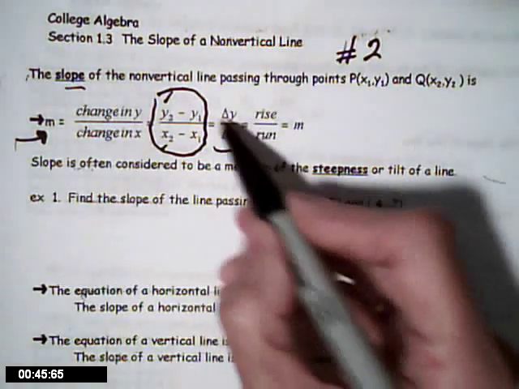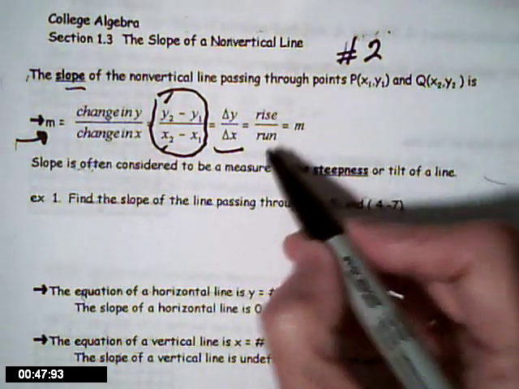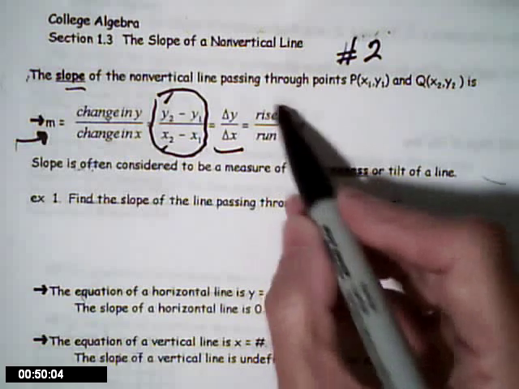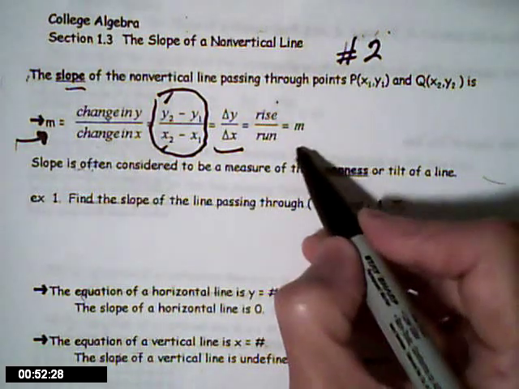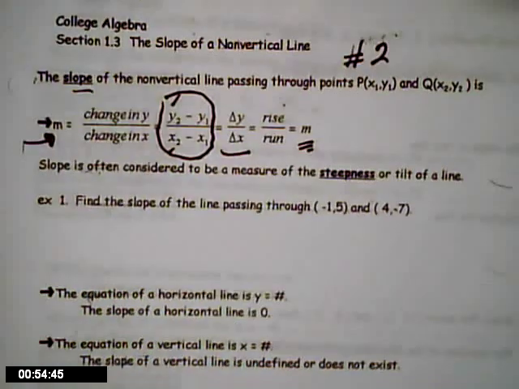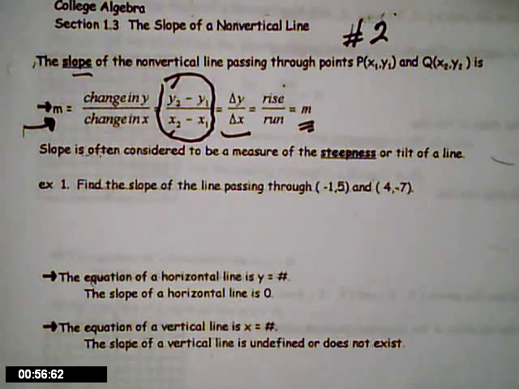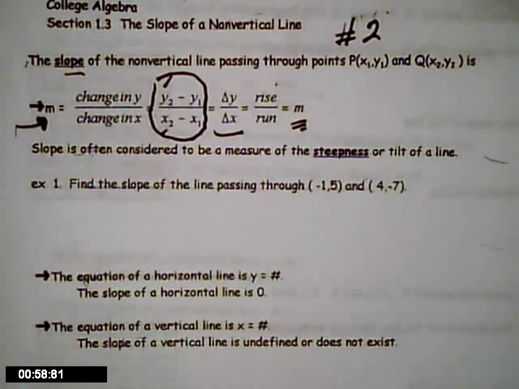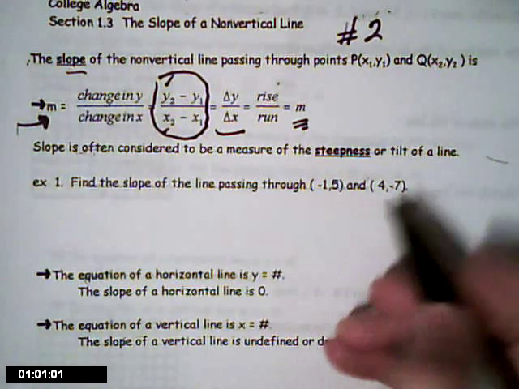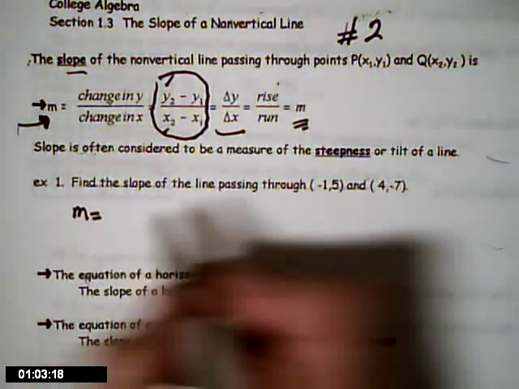This symbol means change in y over change in x. Sometimes in your high school courses you've talked about rise over run, but all of these refer to slope. The first thing we're going to do is to find the slope of the line that passes through 2 given points. Now remember, we have the formula.